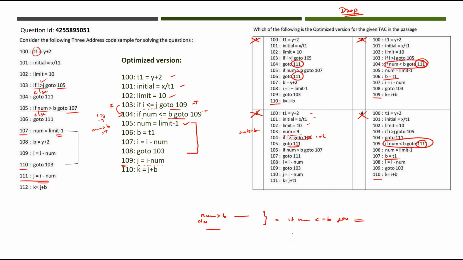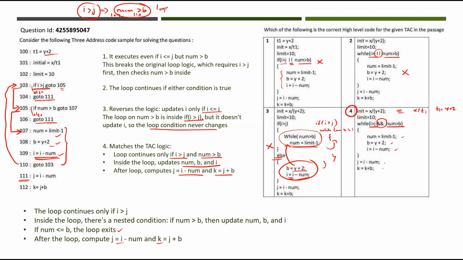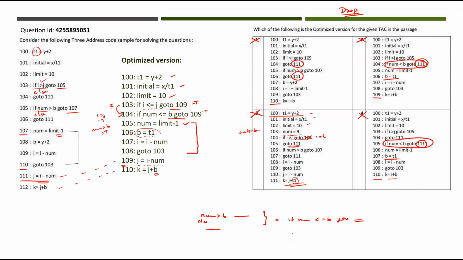Now in 109 we have this particular line and in 110 we have k is equal to j plus b. These lines are not changed. Actually here you can see j plus t1. Here you can see I plus b. These are actually not wrong, but the body of the loop is not changed in the high level code. Just take the high level code. The three statements have not changed. The only change that I have done here is to the if condition here.